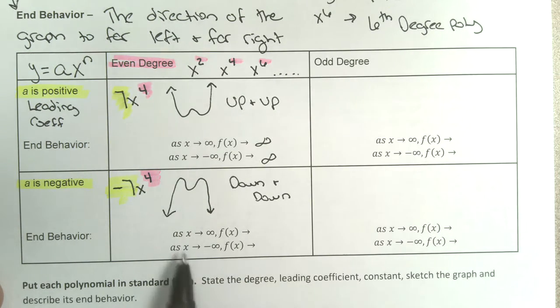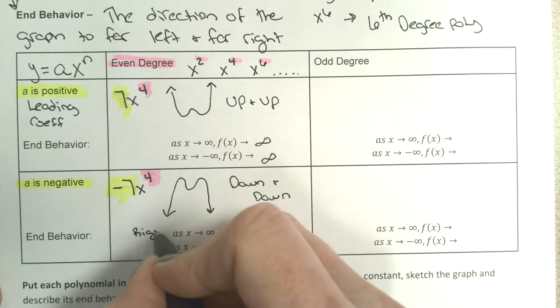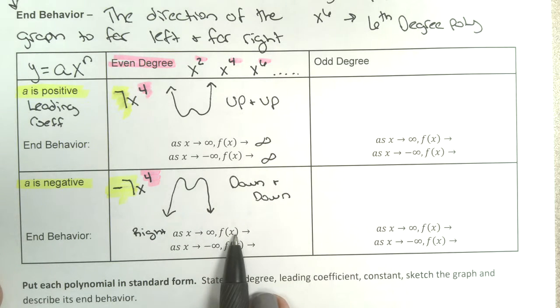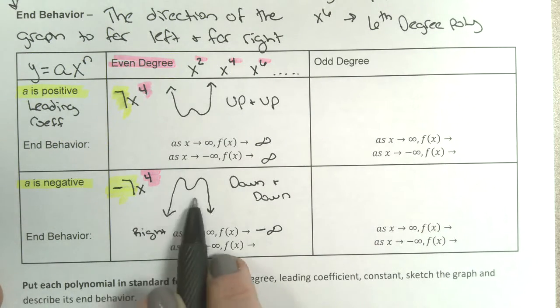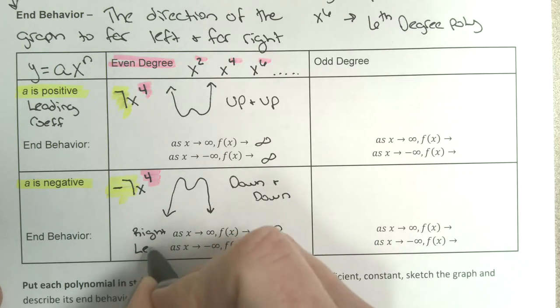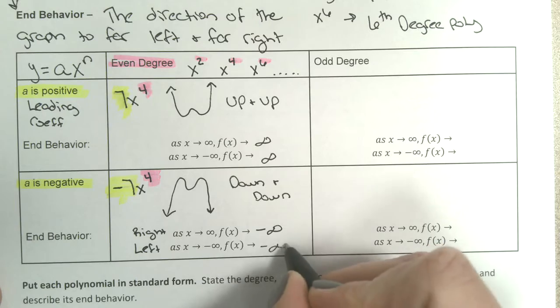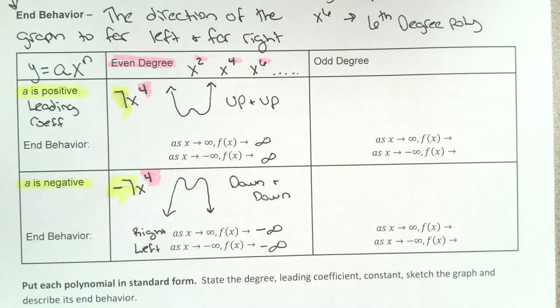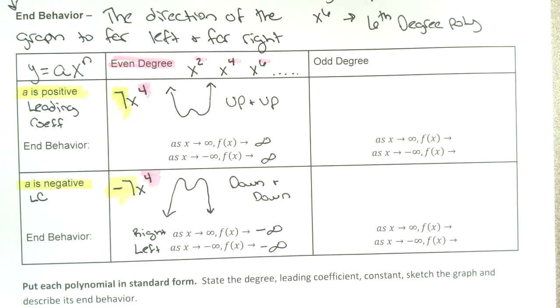All right, so let's do it the book way. As x goes to infinity, that means what does it do to the far right? Your graph is going down, that means it's going to negative infinity. And then as x goes to negative infinity, that means what's happening on the far left, your graph is also going down to negative infinity. All right, and a is your leading coefficient.